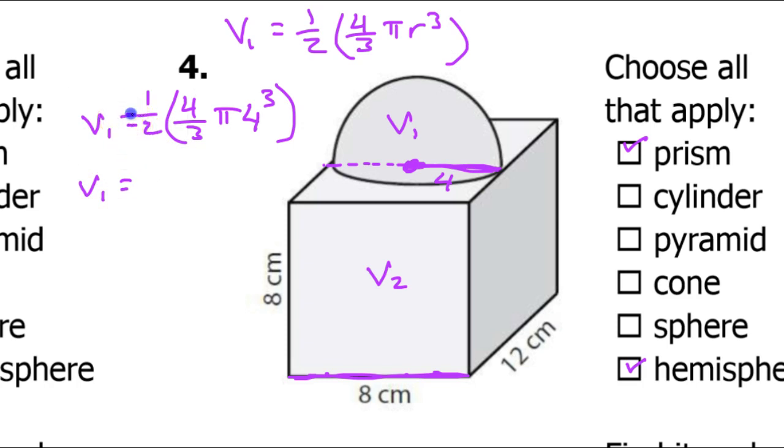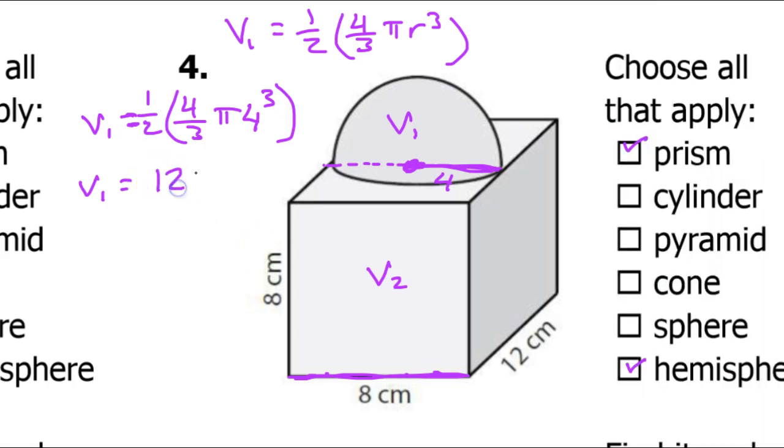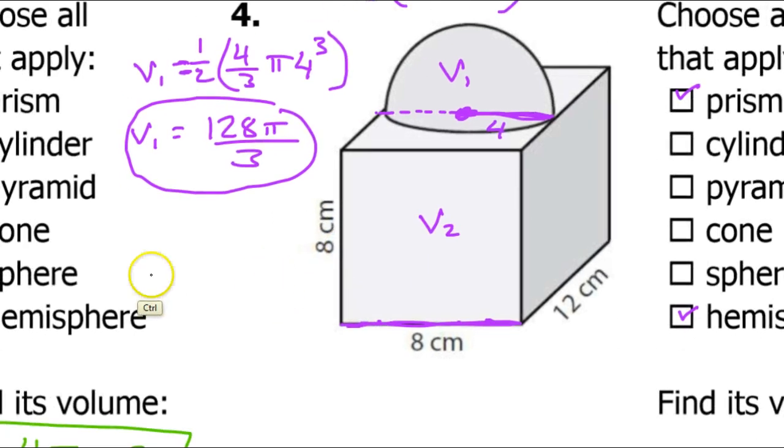Okay, that's an equal sign. All right, so I'm going to put this in my calculator. So 1/2 times 4/3 times pi times 4 cubed. So that is 128 pi over 3. So there is volume 1. Now, how about volume 2?